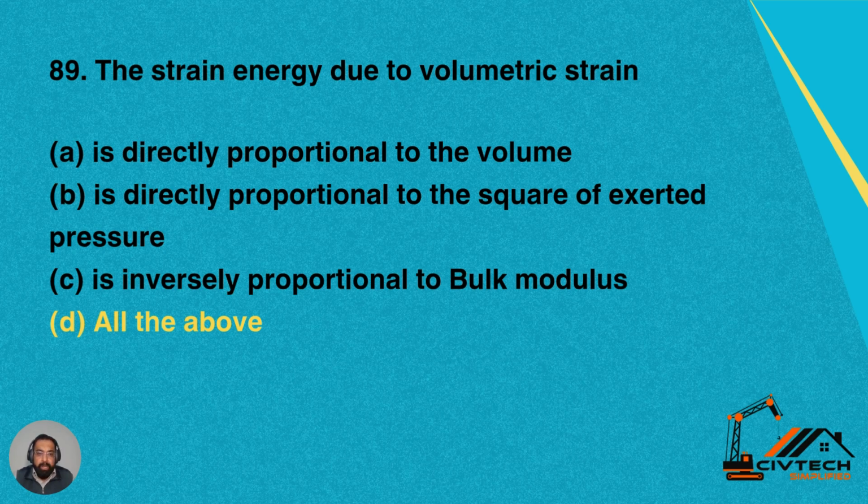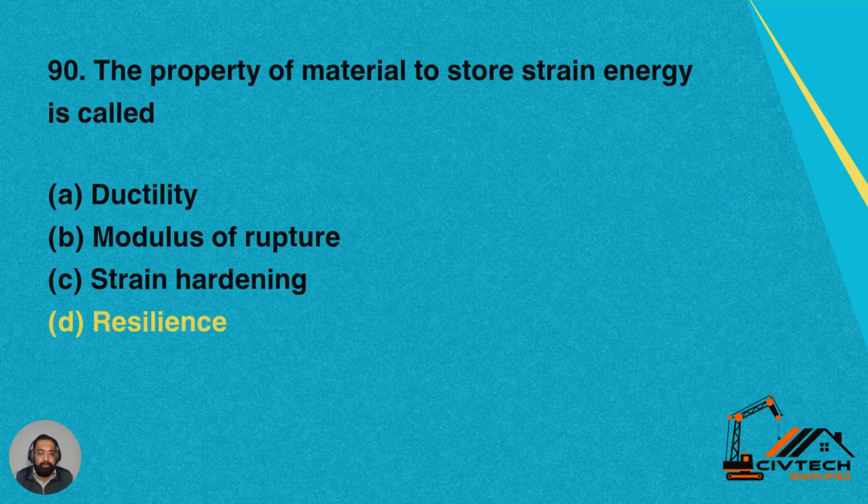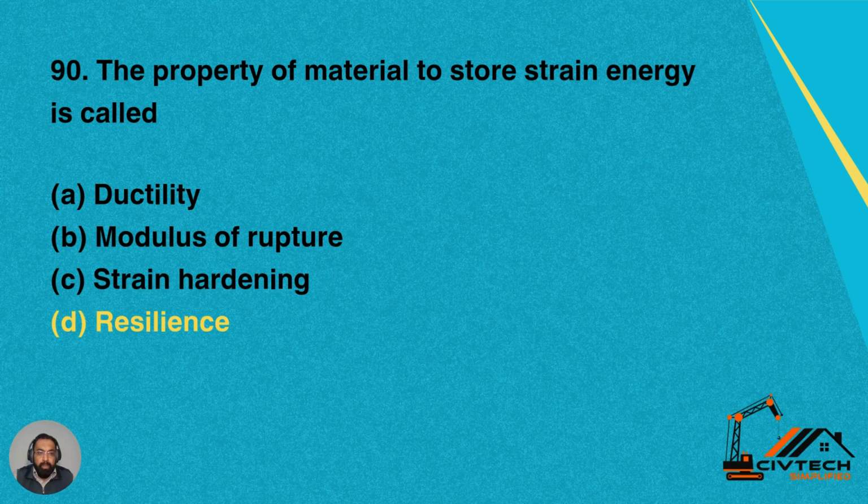89. The strain energy due to volumetric strain, option A, is directly proportional to the volume. Option B, is directly proportional to the square of exerted pressure. Option C, is inversely proportional to bulk modulus. Option D, all of the above. Strain energy due to volumetric strain is all of the above. All these are the correct options. So D is the correct answer for this question.